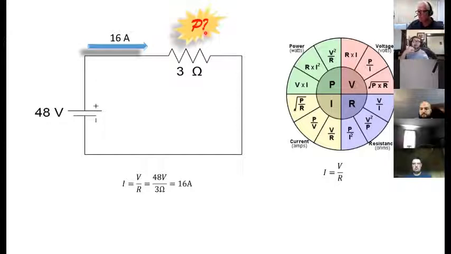What about the power? The power, I don't know, I have to go over here and look. So power, I can get any of these 3 ways because I have all of these variables. I have V times I, so I can take my I times V. I also have R times I squared, so I can take 3 times 16 times 16. I can take V squared divided by R, so I can take 48 times 48 divided by 3, and all of those will give me the exact same answer. If any of you have calculators on hand, you probably should have come up with that by now. 768 watts. Very good.